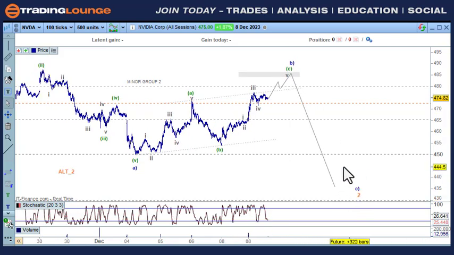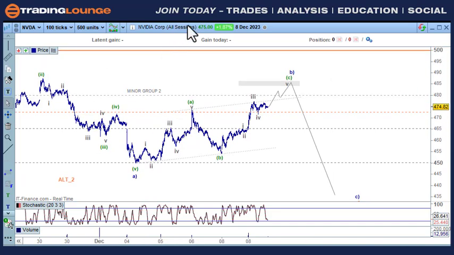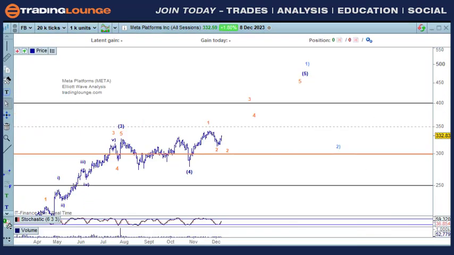And as I mentioned last week, we can toy around with very short-term trades, but this is the one that we want here, and that's the one that we'll be looking for. So that's Nvidia, and then we move over to Meta Platforms, and it's a little bit the same as Nvidia as well. We're also looking at a correction up here, and then a pullback here for wave 2, and then a push up through to here.